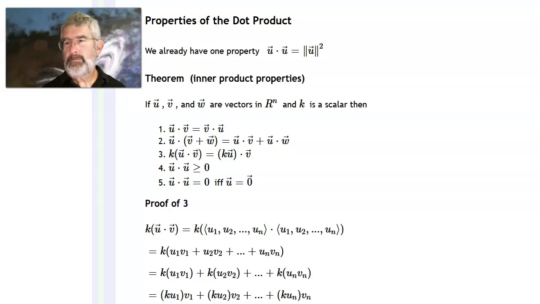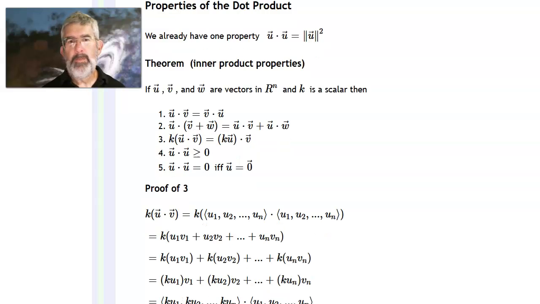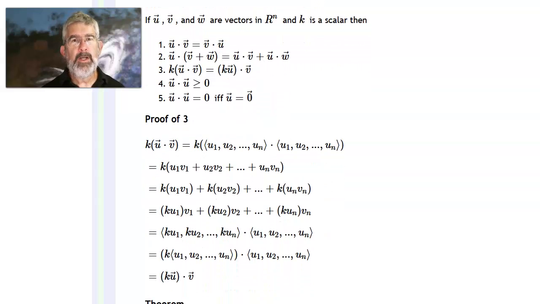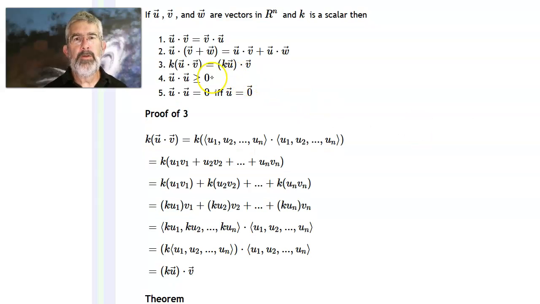So I'll give a proof of just one of these parts. I think some of the homework asks you to prove others, but I'll do number 3 here. So k times u dotted with v is k times u dotted with v, except that it looks like a bunch of u's.